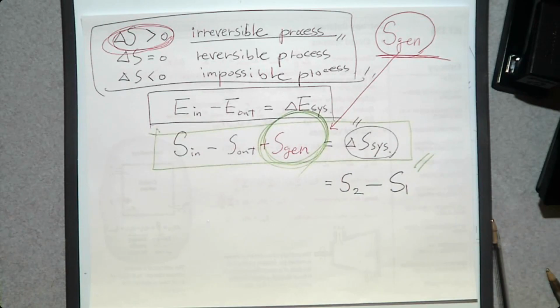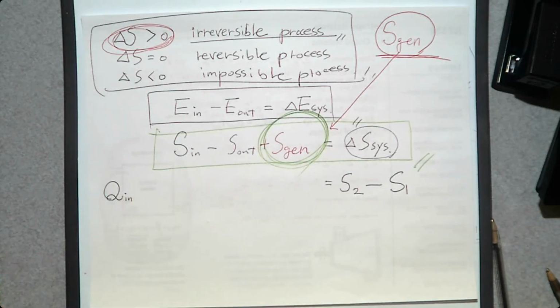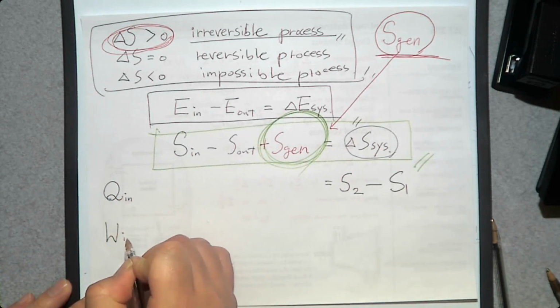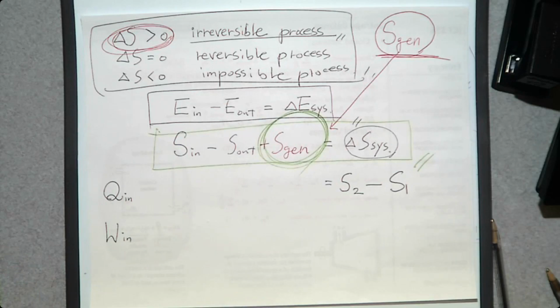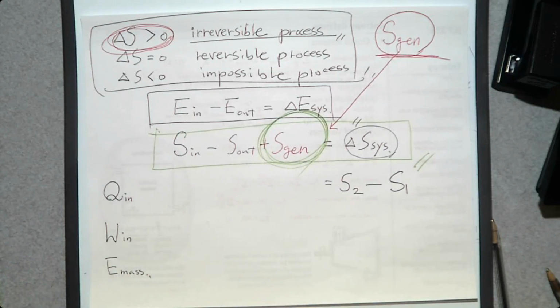Then what about entropy transfer? This one. Entropy transfer can be by energy transfer. How many energy transfers did we study in thermodynamics? There's an energy transfer by heat, which is Q, and there's an energy transfer by work, W. There's an energy transfer by mass, right? So 3 of them.